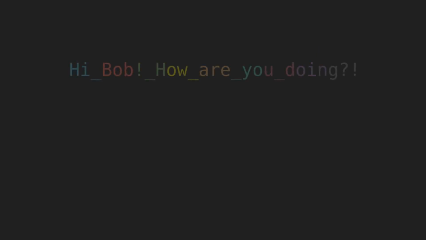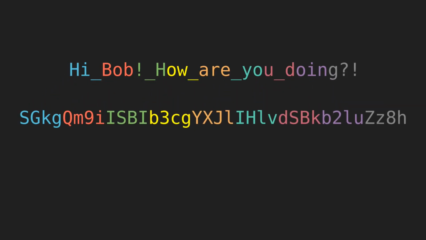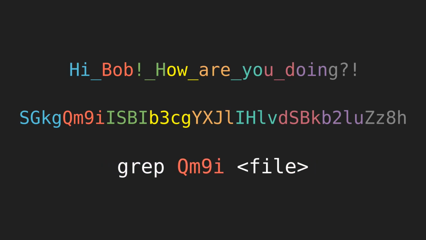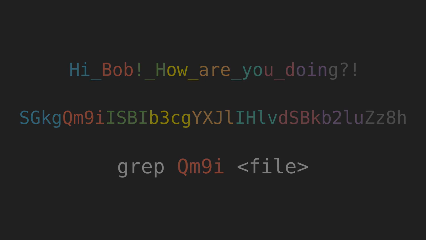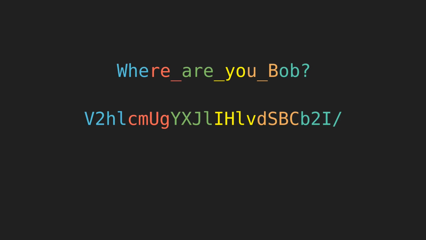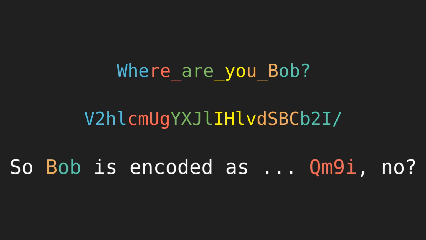Let me introduce Bob, as he will be our main protagonist here. Without any introduction, notice how this sentence is encoded into base64. Spaces have been underlined as they are not to be forgotten. Now take a second to note that Bob has been encoded as QM9I. So now we don't need to decode the file anymore, and we can just grep for that text in that file directly. Let's encode another simple sentence, then try to find the base64 encoded version of Bob, which would be QM9I, no?